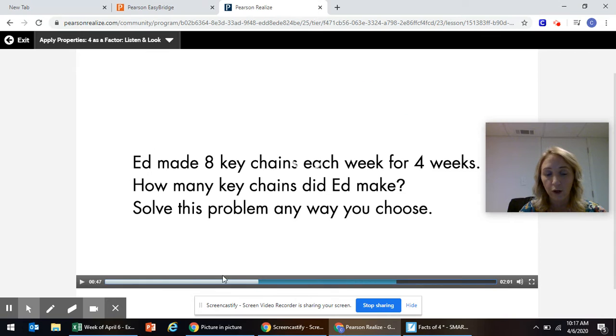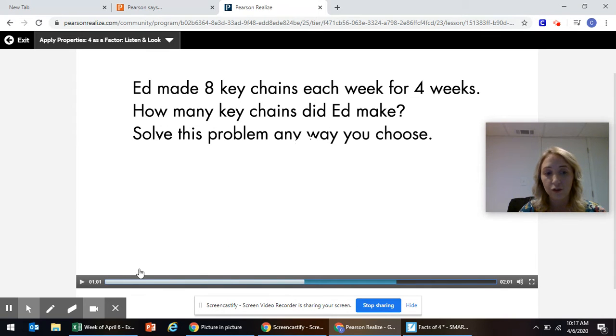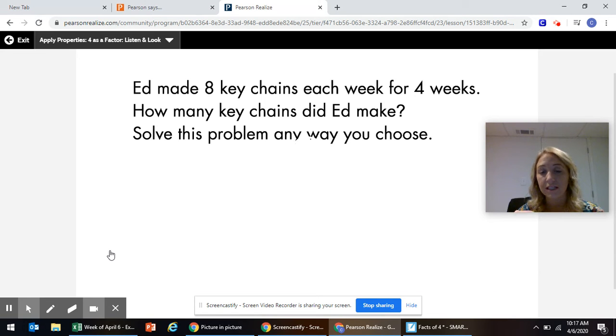It kind of sounds a little weird, but I wanted to show you a little bit of what I'm talking about. So we're going to work on this problem that deals with Ed. Now, Ed made 8 keychains each week for about 4 weeks. How many keychains did Ed make? And it says you can solve this problem any way you choose. Well, if you notice, one of the factors is 8. So we're going to use multiplication to solve this. So your problem would be 8 times 4.